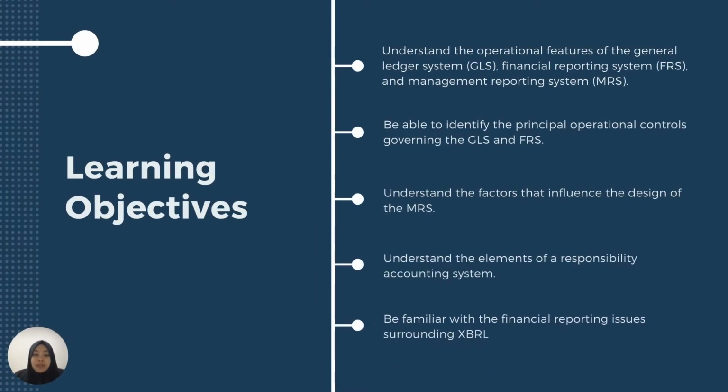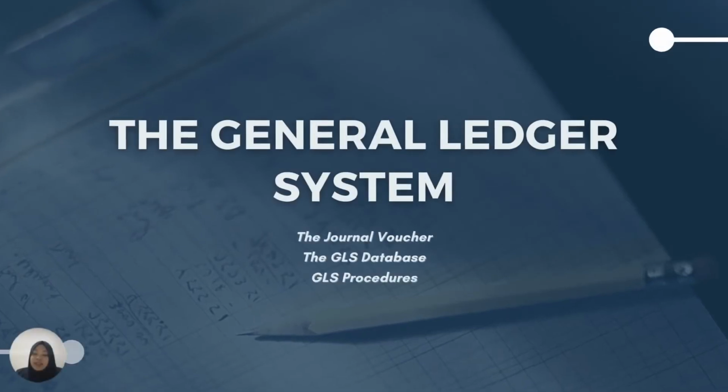For our learning objectives, after studying this chapter, you should be able to understand the operational features of the General Ledger System, Financial Reporting System, and Management Reporting System. Be able to identify the principal operational controls governing the GLS or FRS. Understand the factors that influence the design of the MRS. Understand the elements of a responsibility accounting system, and lastly, be familiar with the financial reporting issues surrounding XBRL. With that, let me begin by discussing the General Ledger System.